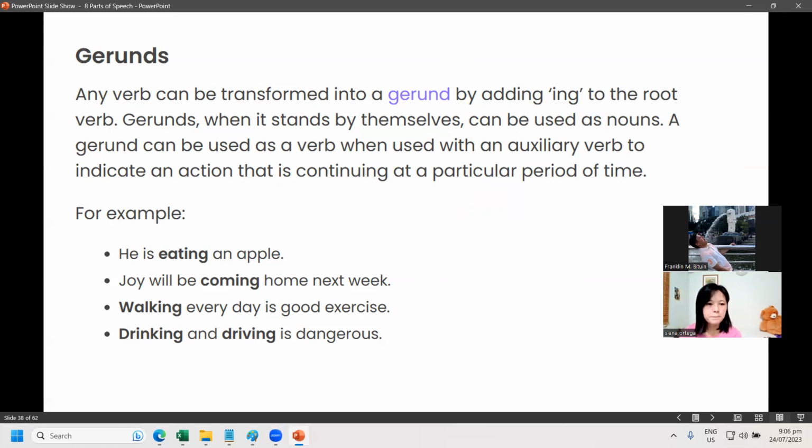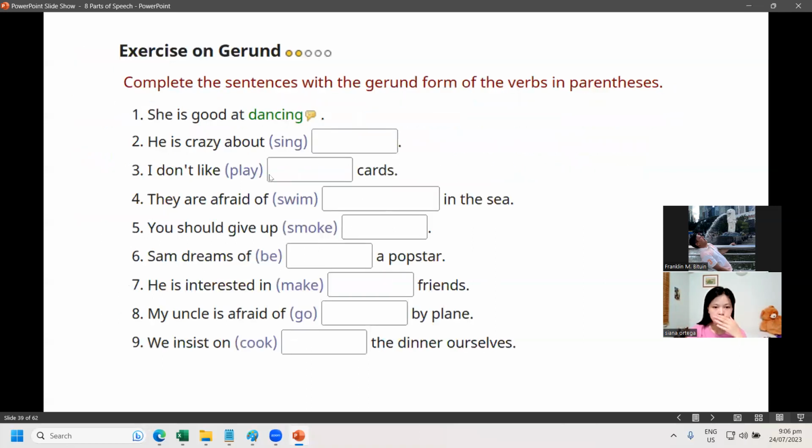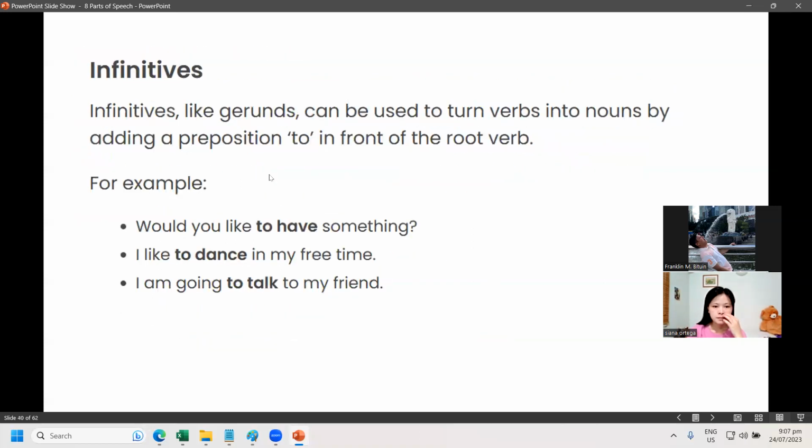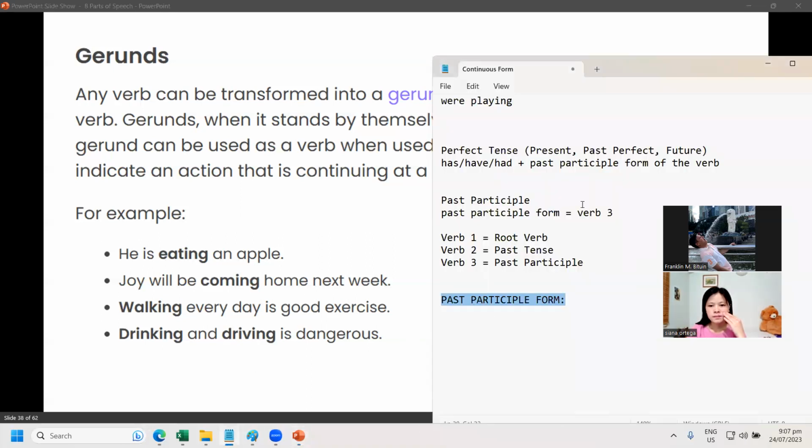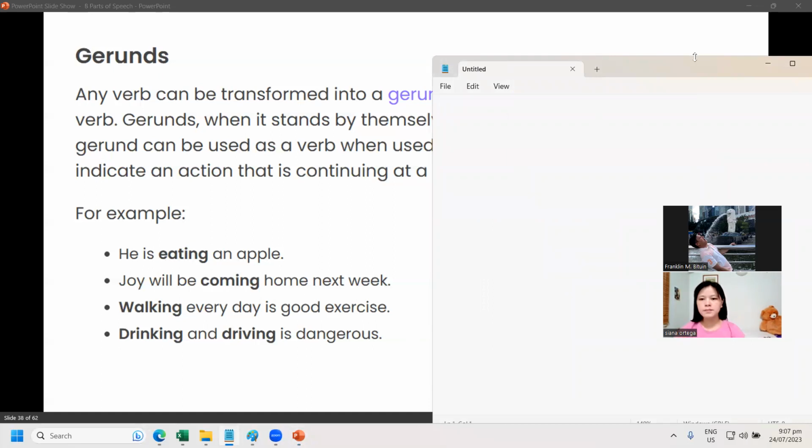All right, there you go. So gerunds: if you add -ing, it becomes a gerund, meaning it can stand by itself and can be used as nouns. You see, he is eating an apple. So there's an auxiliary verb or helping verb or to-be verb, "is eating an apple." But you can change that one too. Oh, we have a gerund. Let's see here, infinitives. So there's a gerund here. We already discussed this. Let me change this, remove this.